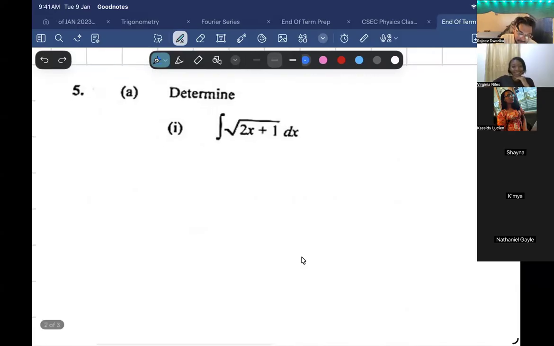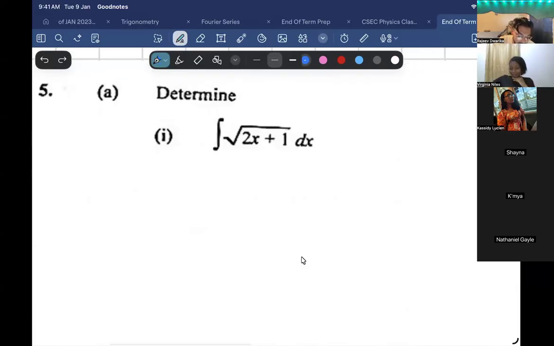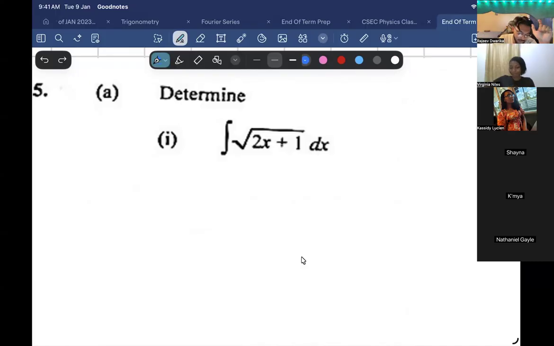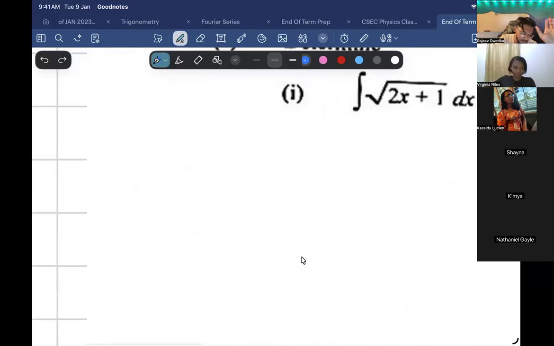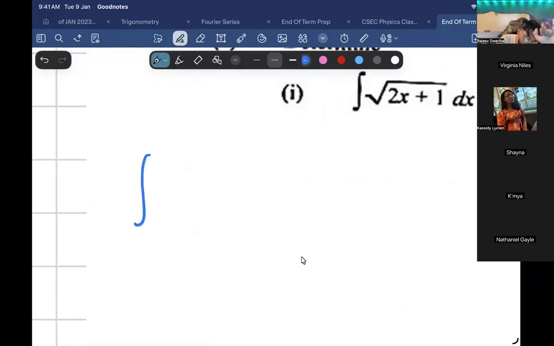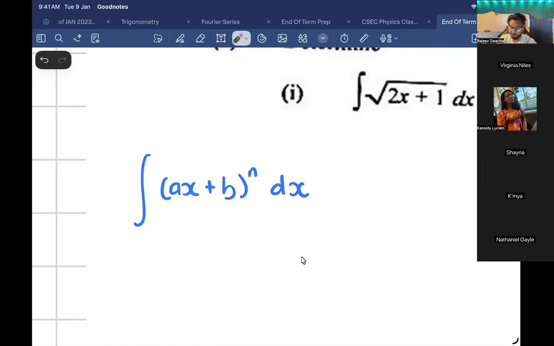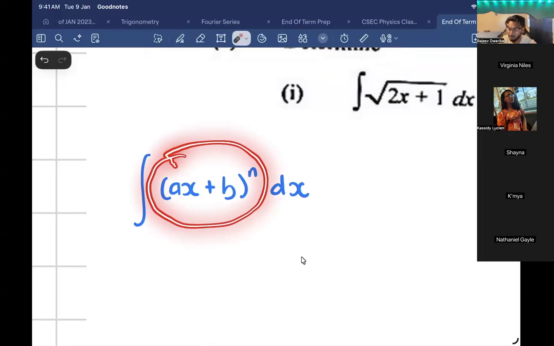Nah. Don't worry. All right, so let me get into it. Cassidy, first things first. When you are integrating something in the form ax plus b to the power n dx, okay, when you're differentiating and you see something like this, we just use the chain rule. You just use the chain rule, right?